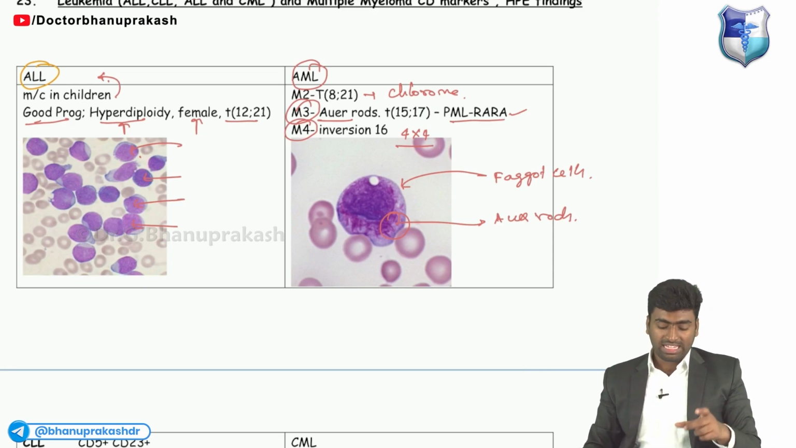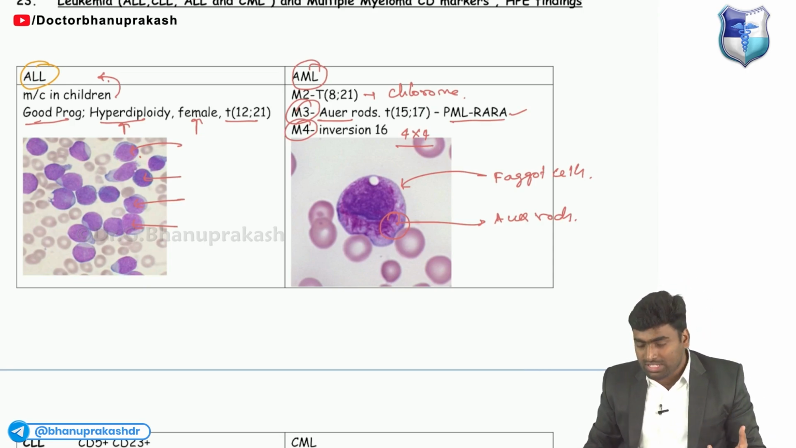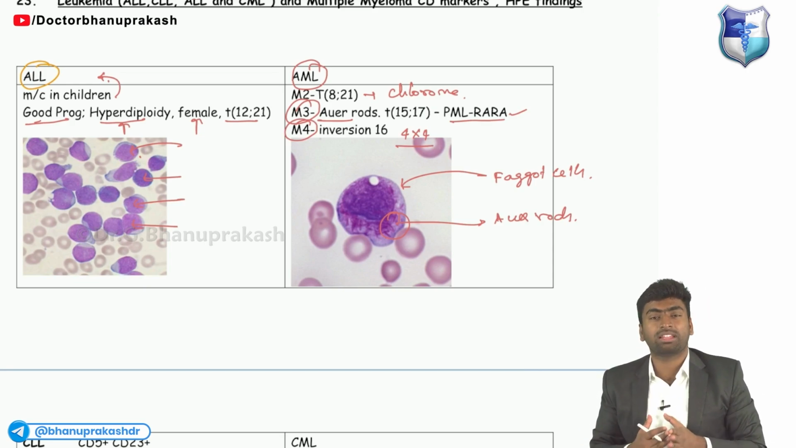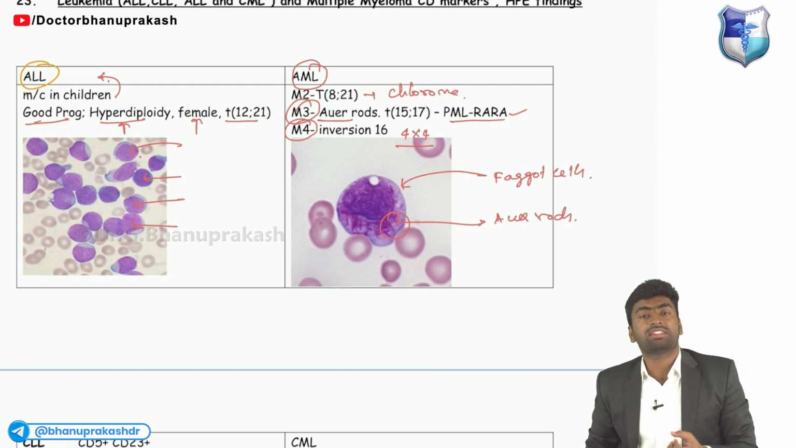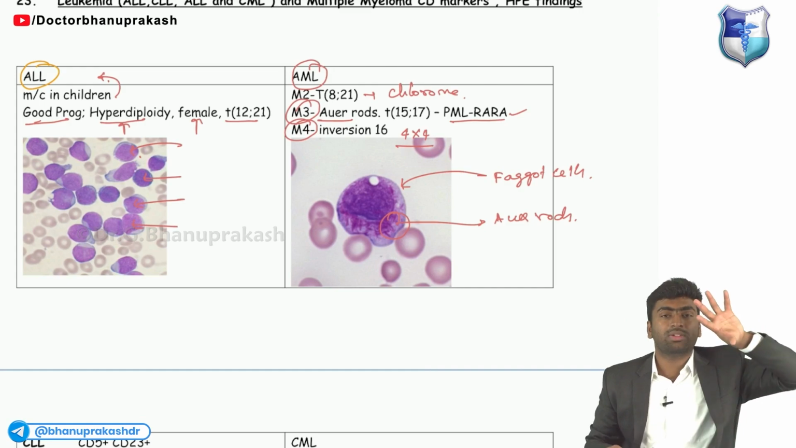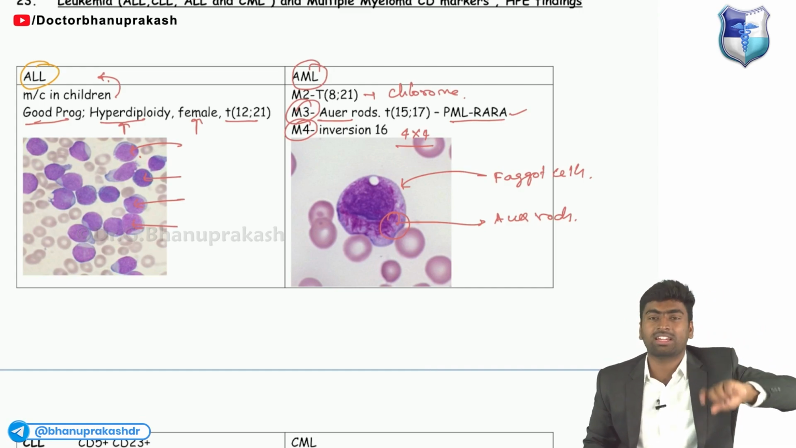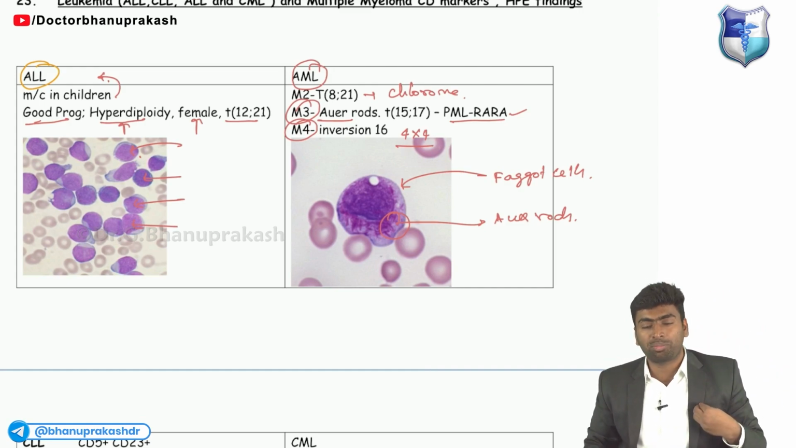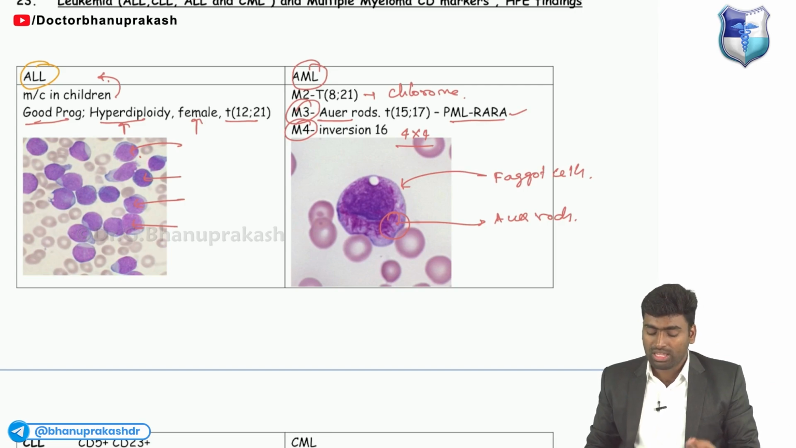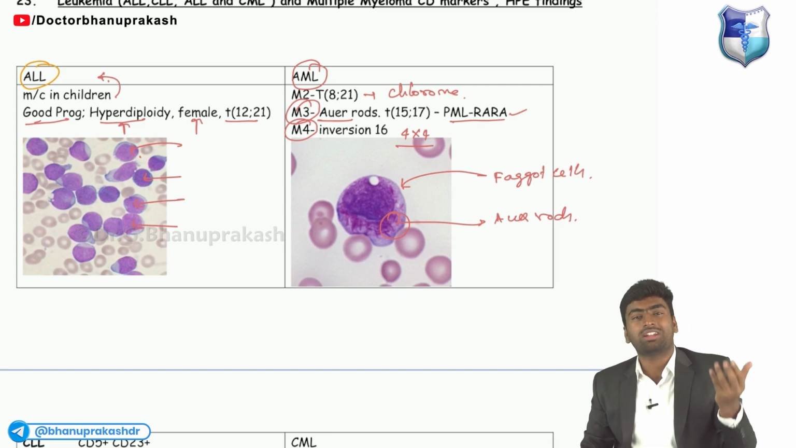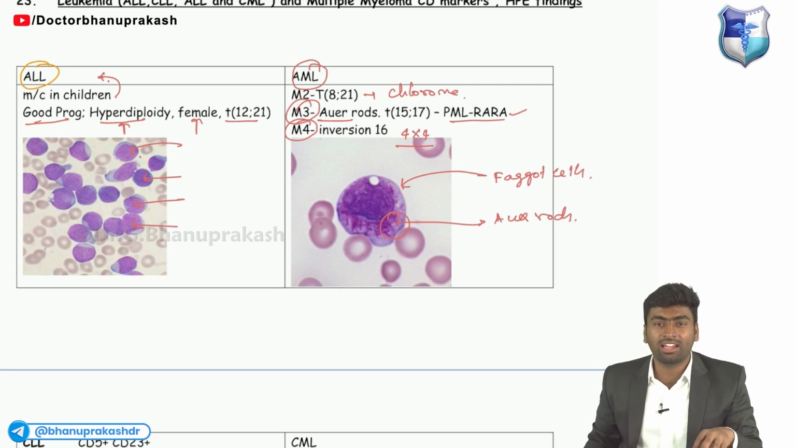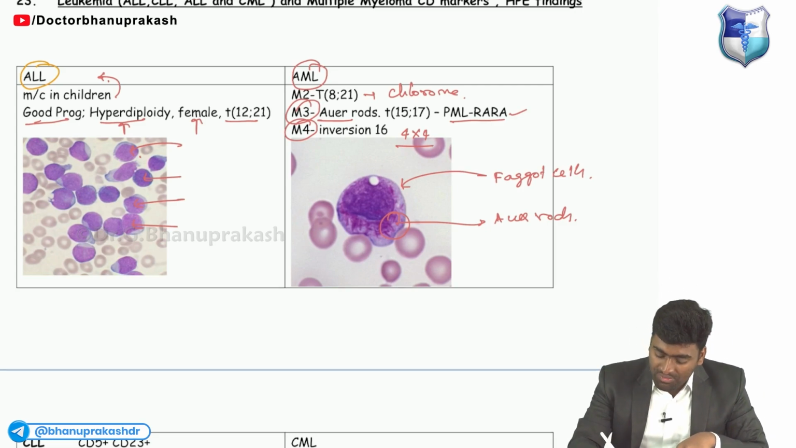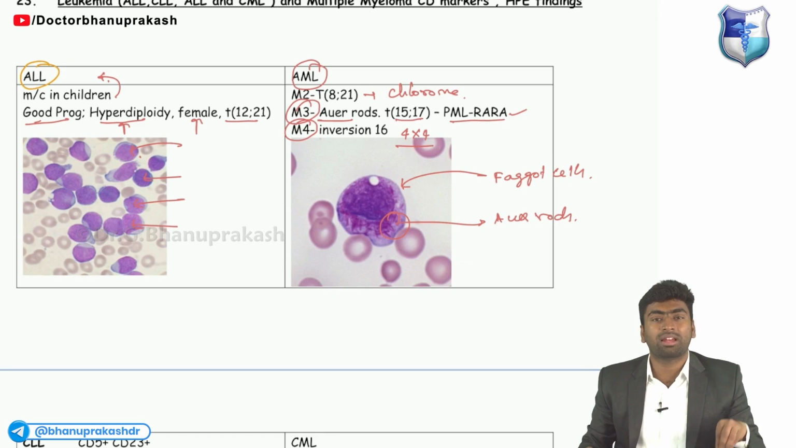Usually in the case of ALL, it will be children, they will give this history and a peripheral smear, and ask which of the following is a good prognosis or identify the diagnosis. Whereas in the case of AML, you will see Auer rods in a picture in a child presenting with bone pain and anemia. Now what is the translocation you will see in AML M3? It is translocation 15;17, which is the PML-RARA fusion.